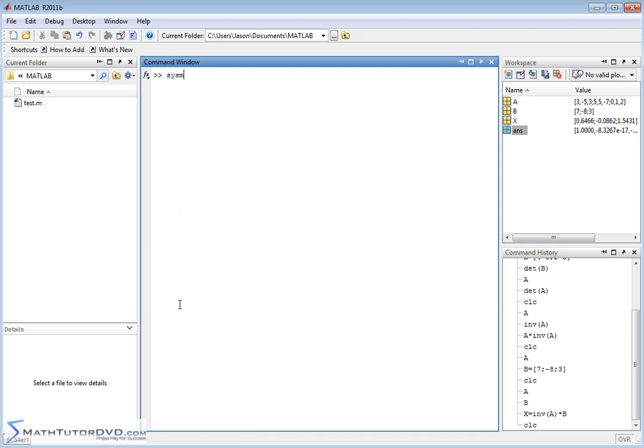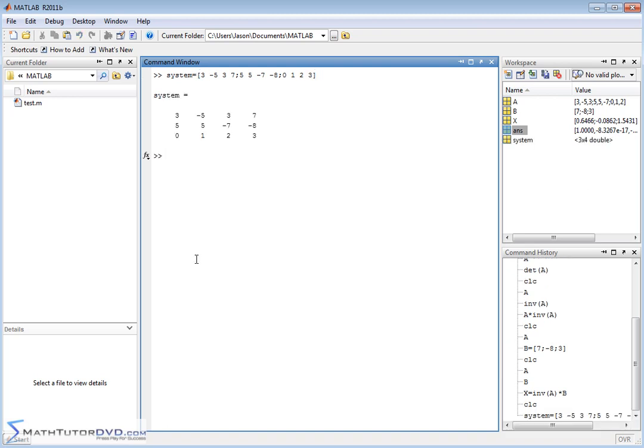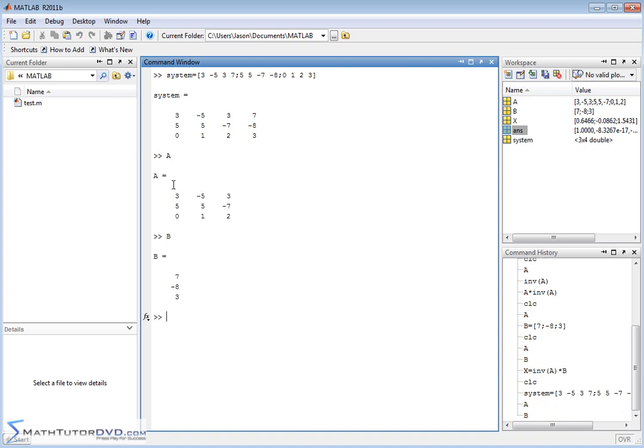So let me tie the knot and show you a little bit closer. We'll call it system, and I'm going to put it all together: 3 space -5 space 3 space 7. Next row, 5, 5, -7, -8. Next row, 0, 1, 2, 3. So this is exactly what we typed before. Notice matrix A is this and matrix B is this. So I've just created a giant matrix that has all of the coefficients right here, and then it has the column vector appended on the right hand side.